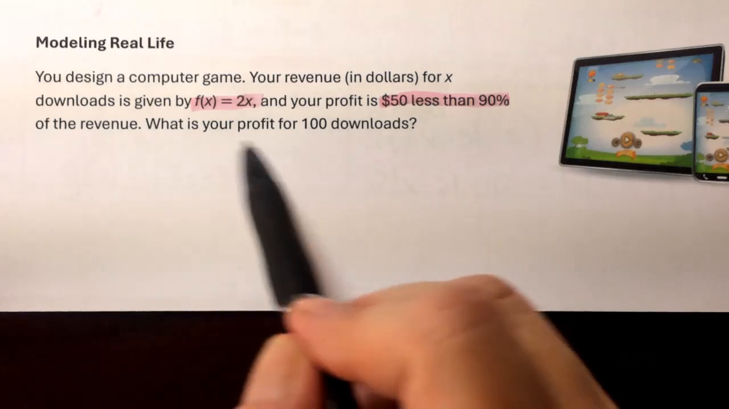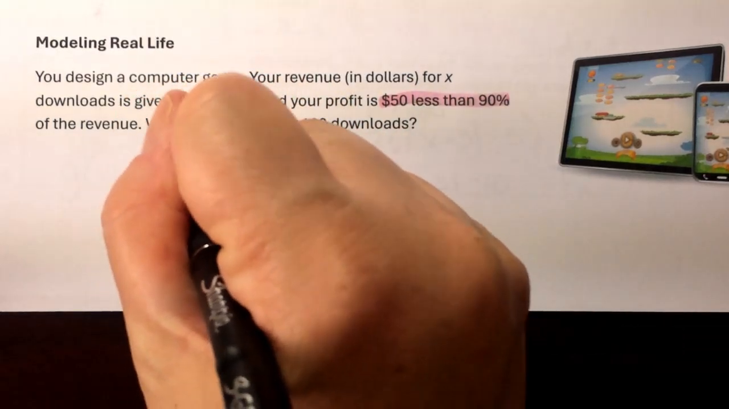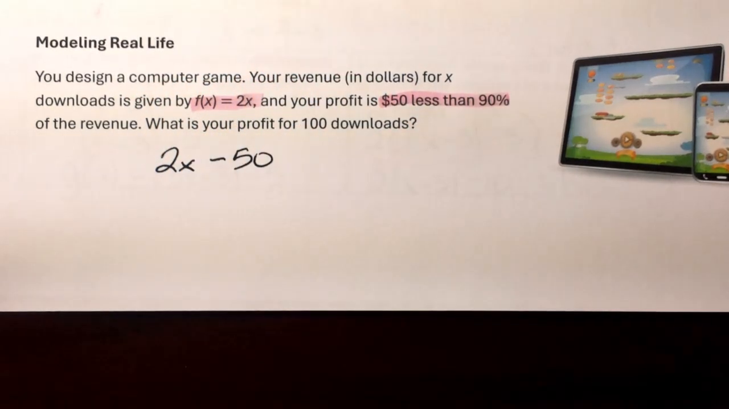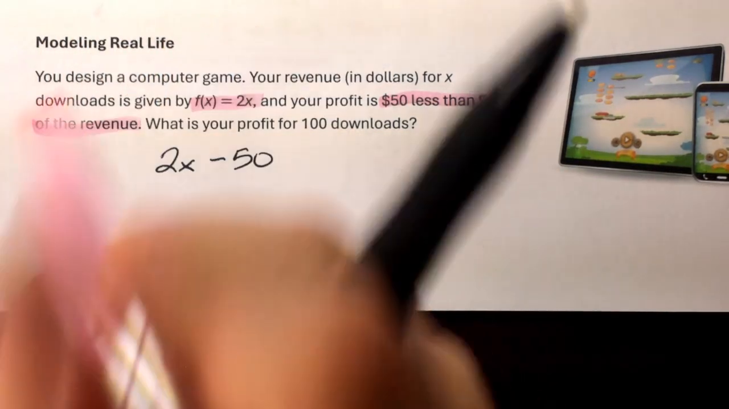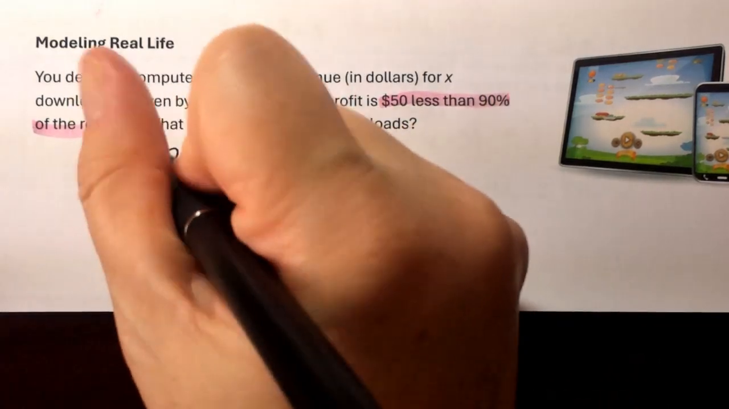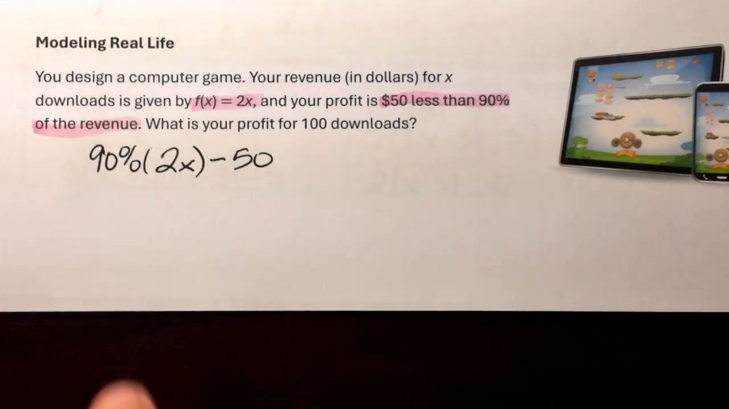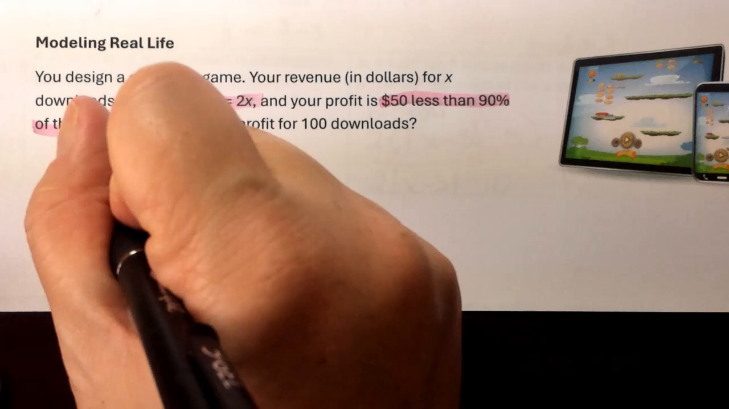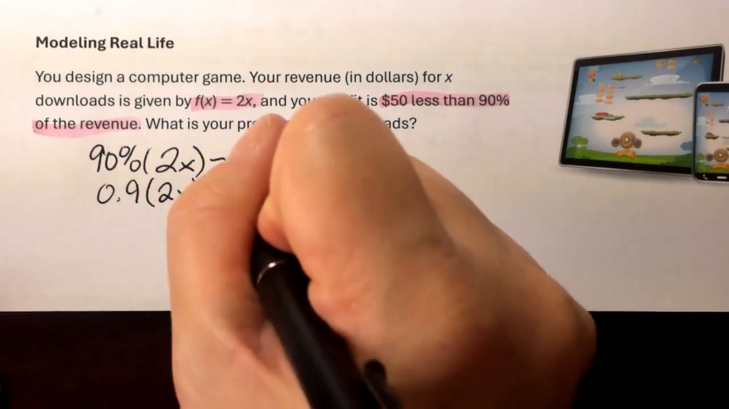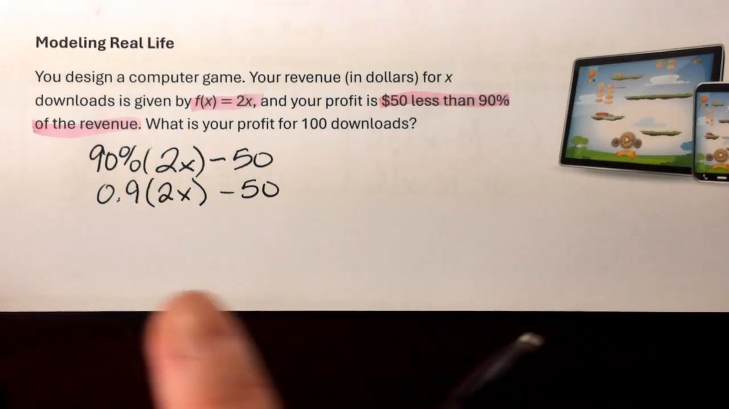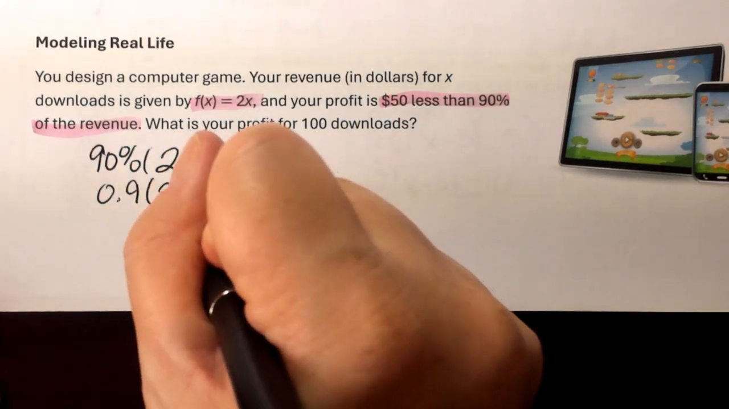All right, so then we have to find out what is the profit for 100 downloads. All right, so if I have $50 less than, I know I'm going to take my 2x and I'm subtracting 50. Then it's less than 90% of the revenue. Well, what is the revenue? 2x. So we're just going to multiply the 2x by 90%. Another way to write 90% is 0.9. So then we're going to multiply that to 2x, and then we would say minus 50. So if I multiply 0.9 times 2, I would get 1.8x minus 50.